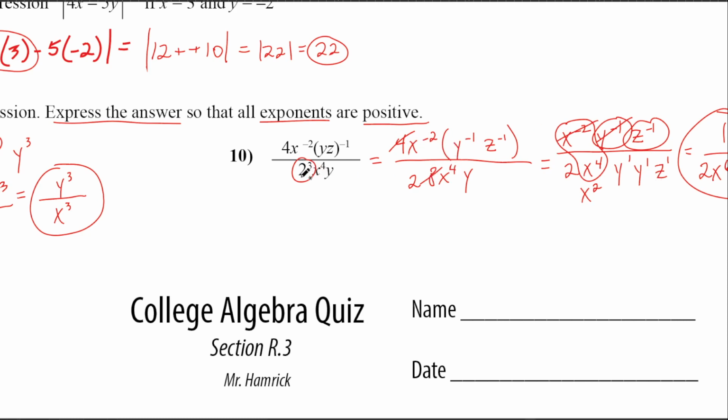So the bottom, I have 2 cubed. Well, 2 cubed is 8, so I made that an 8. And then I don't really do anything to this. X to the 4th y, I just write it down, x to the 4th y.